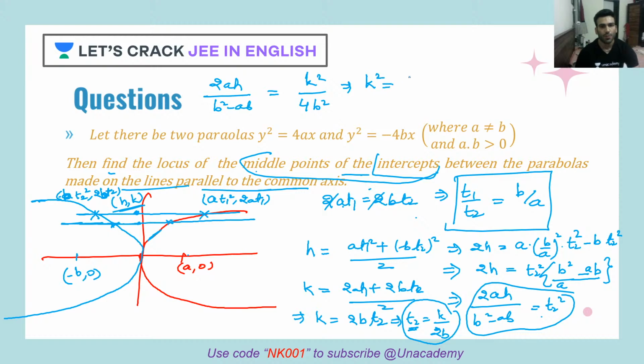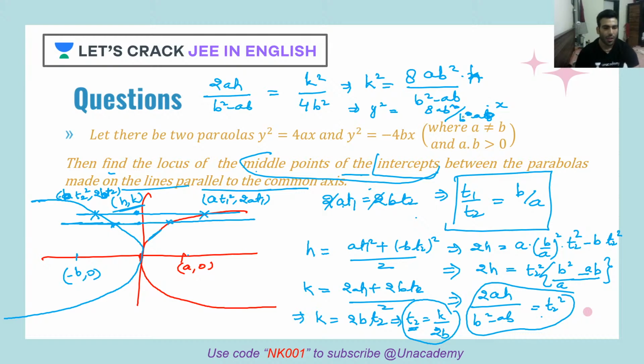So finally my equation here would be k square is equal to 8ab square into x. Instead of x I'll write h for a while. 8ab square h upon b square minus ab. Okay, let's solve it further. So I get y square is equal to 8ab square upon b square minus ab into x. So I can take b common, so b will cancel out. So I'll have 8ab upon b minus a.